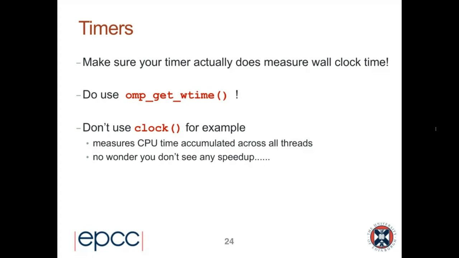It's a very common thing that people use the wrong one by mistake. They use clock or CPU_TIME, and what they observe is that their OpenMP programs don't appear to give any speedup. In fact, they probably appear to be slowing down a bit. That's because you're measuring accumulated CPU time across all threads and not the actual wall clock time. So that's one to watch out for.